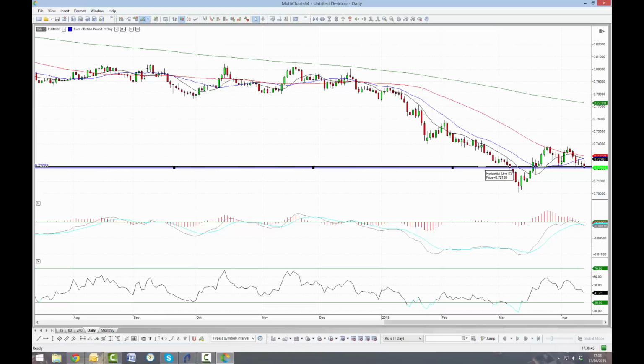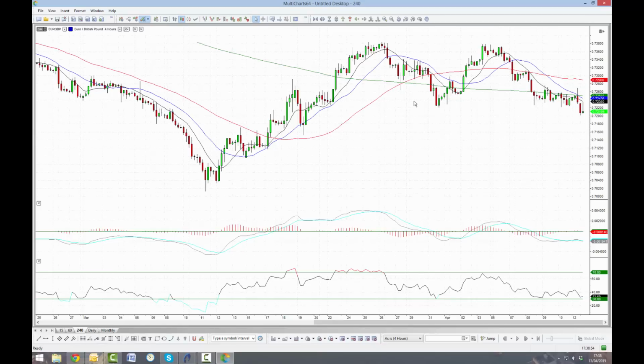In fact, this level should be a little bit higher. We've just got a break underneath that level there. If we come down the time frames, we can start to see it a little bit more clearly here.